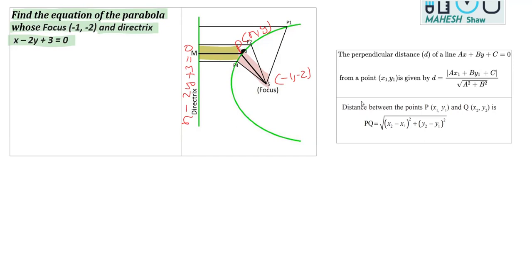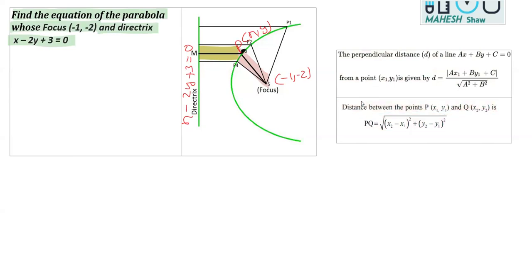Now, first of all, we are going to use two formulas here. One is the perpendicular distance of a line from a point (x1, y1), given by this formula. Now we are using this relation. Secondly, we will be using the distance formula, that is, the distance between two points is this.